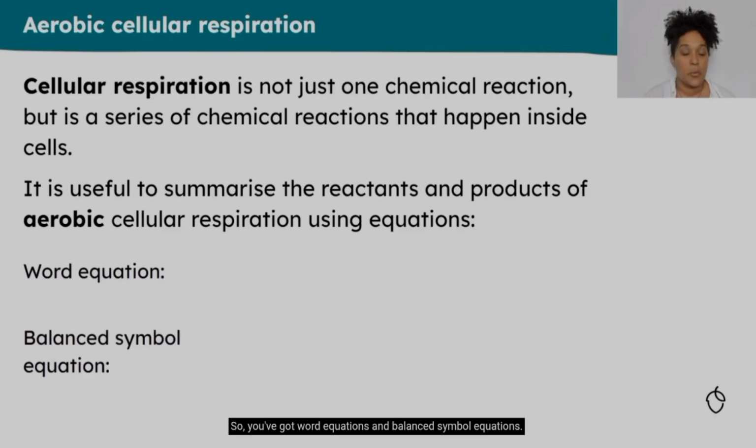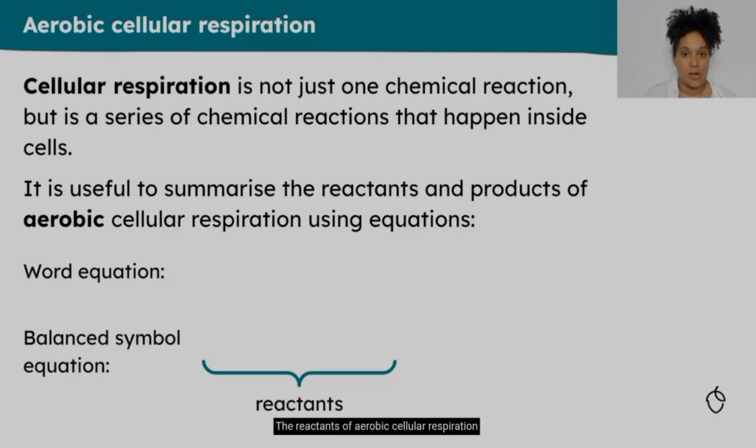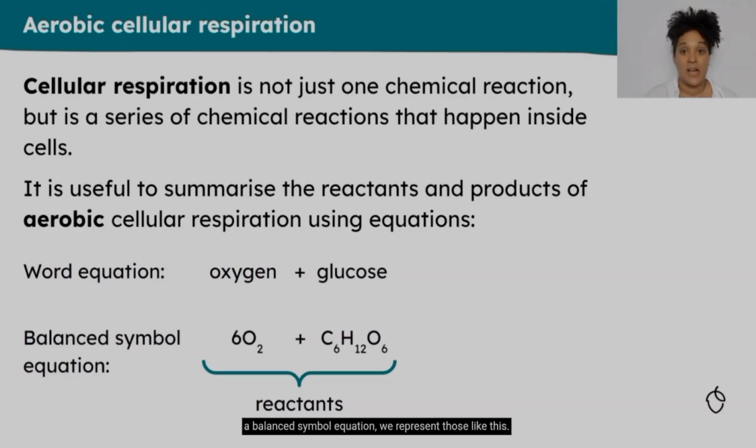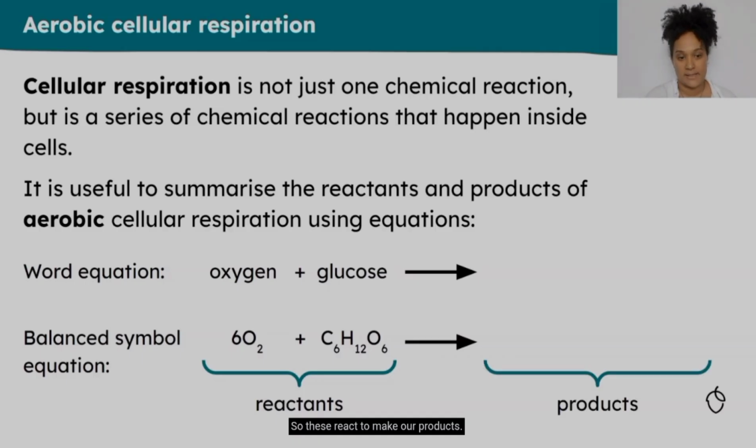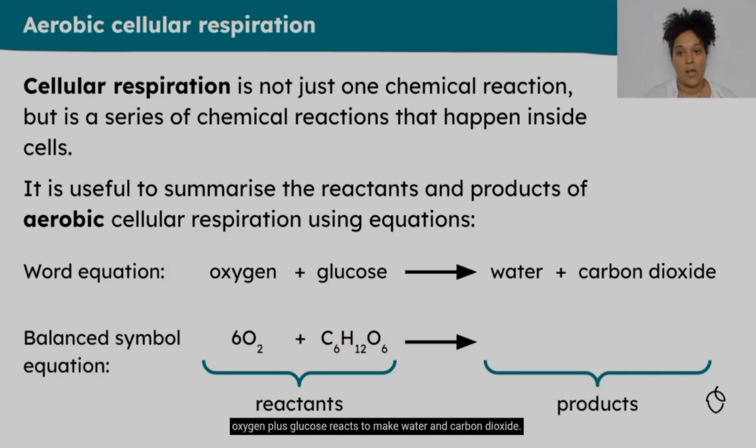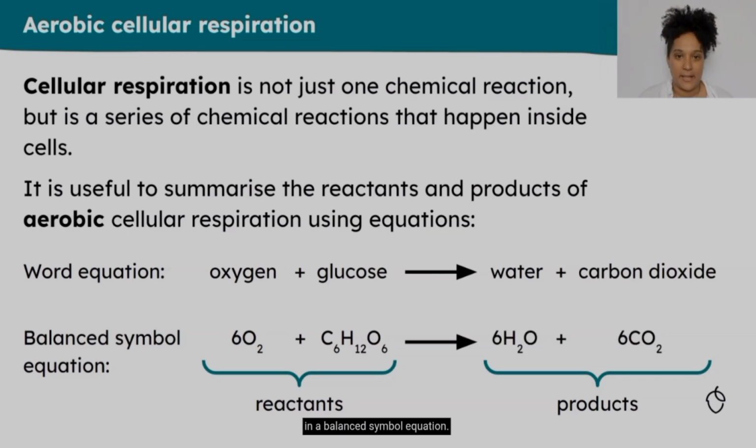So you've got word equations and balanced symbol equations. The reactants of aerobic cellular respiration are oxygen and glucose. And in a balanced symbol equation, we represent those like this. Okay, and then we have our arrows, so these react to make our products. So in our word equation, oxygen plus glucose reacts to make water and carbon dioxide. And this is how we represent our water and carbon dioxide in a balanced symbol equation.